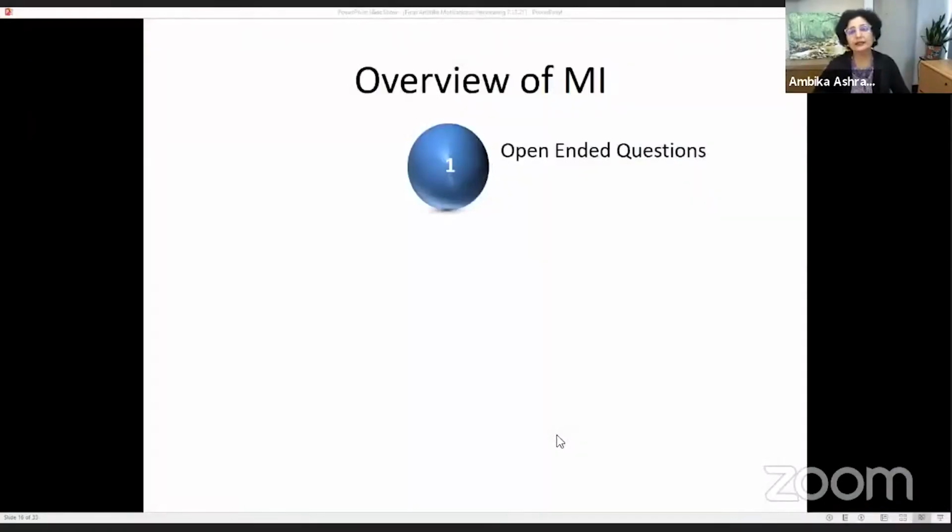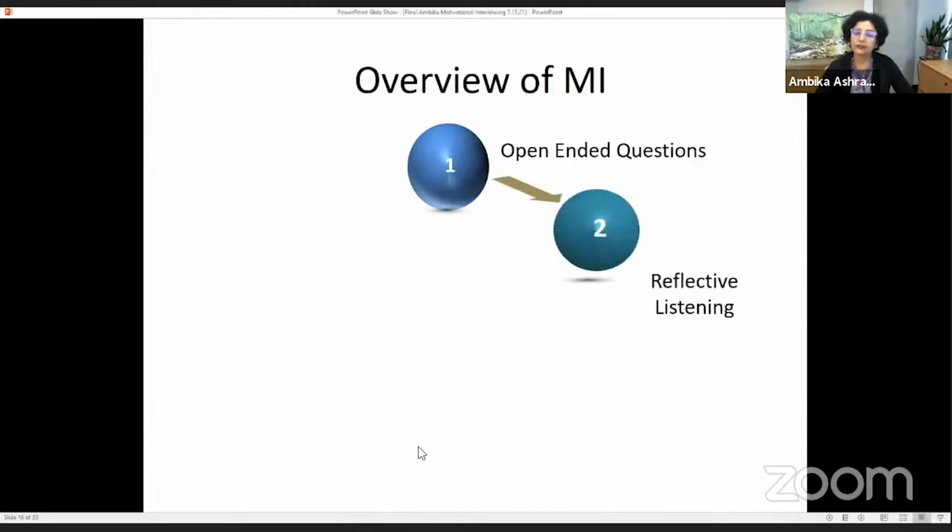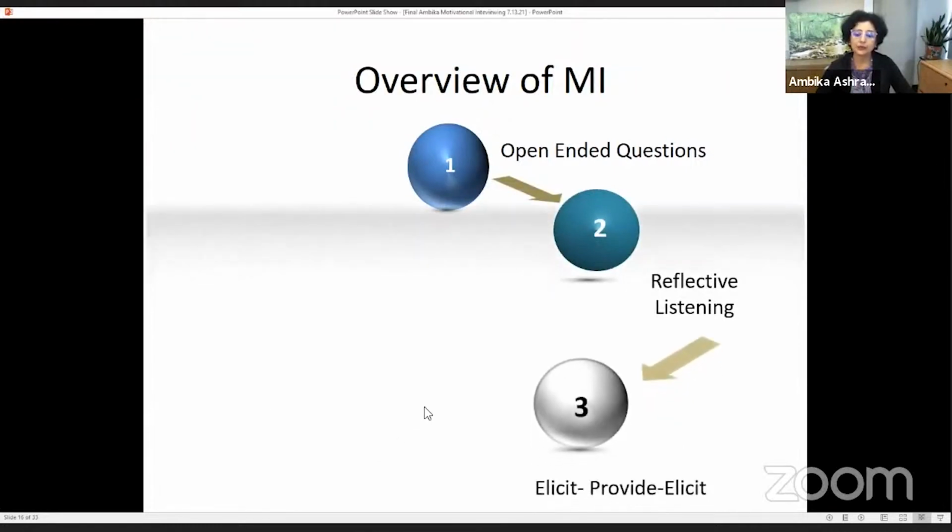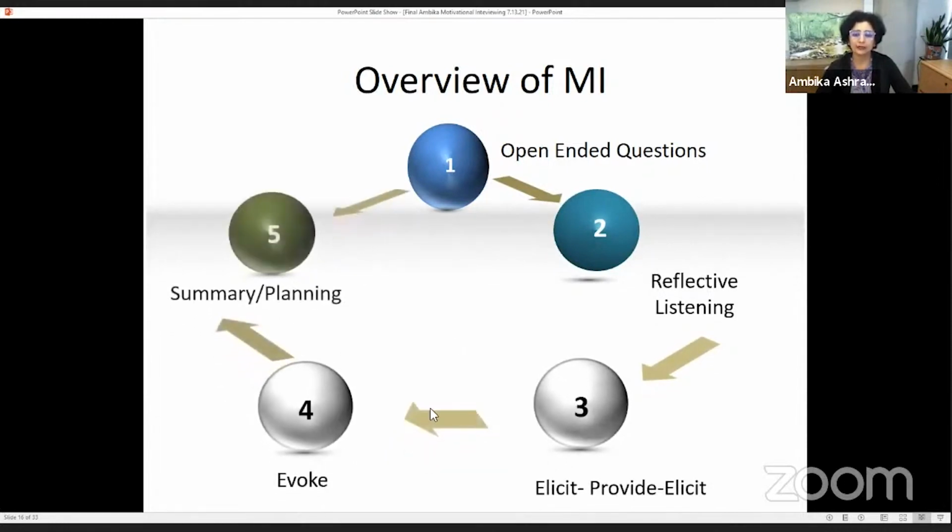All right, so here is an overview of MI. I'm trying to summarize the salient points Dr. Austin talked about. The key is open-ended questions, reflective listening, elicit, provide, elicit, evoke, summary, and planning.